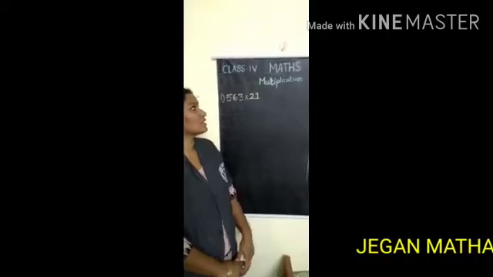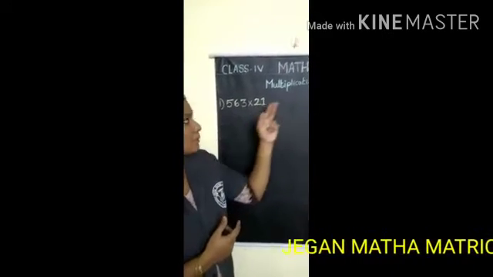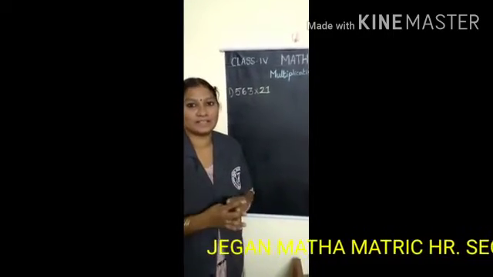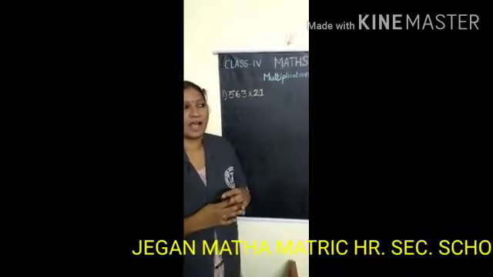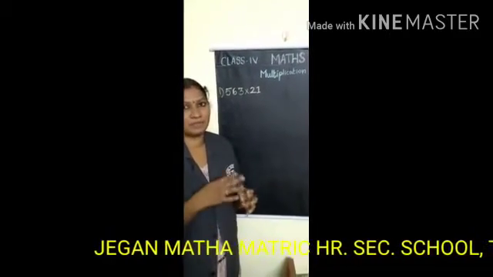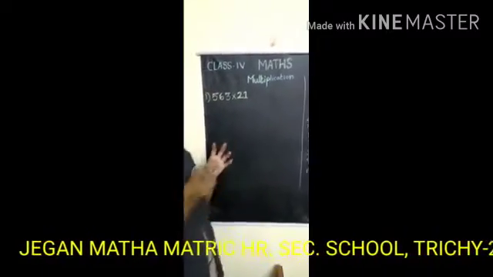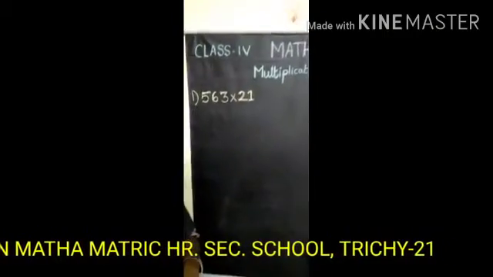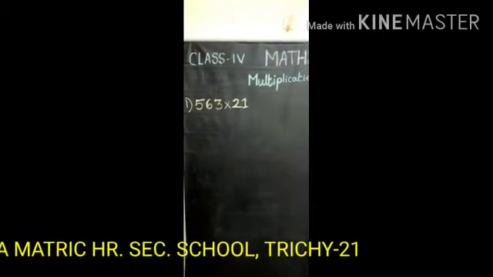Today we are going to discuss multiplication. This is a math class, multiplication. In the previous section you already learned a two-digit number multiplied with a single-digit number, and a three-digit number multiplied with a single-digit number also. Today we are going to learn a three-digit number multiplied with a two-digit number. Okay, let's first start the sum.